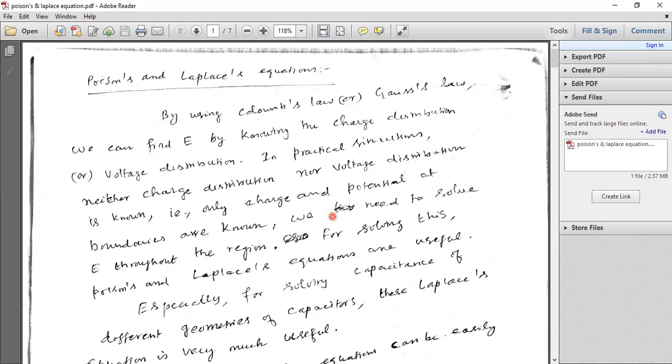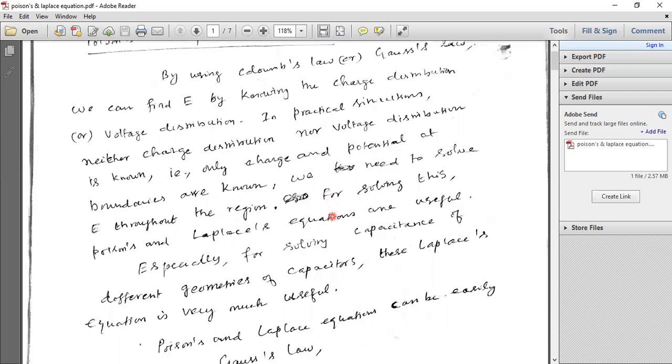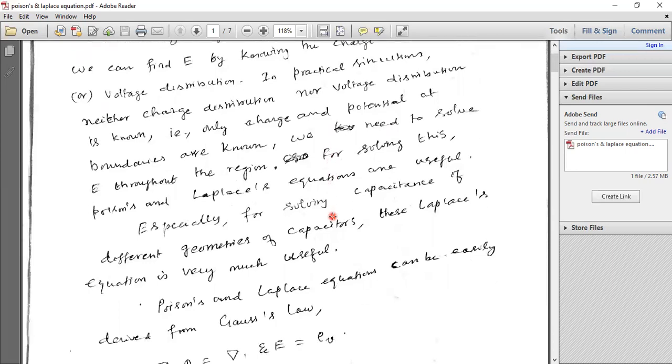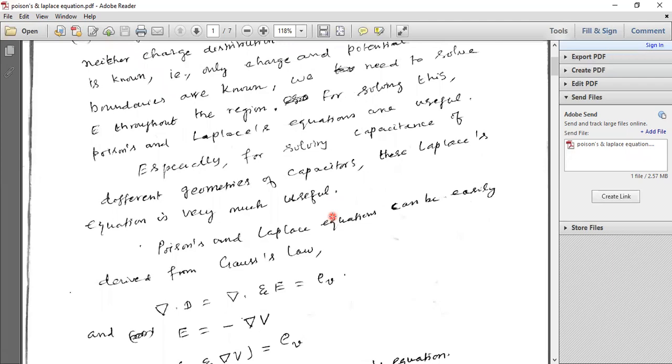In that situation, we can't directly apply Gauss law or Coulomb's law. We have to solve the problem using Poisson's or Laplace equation. That is the purpose why we are going for Laplace equation. Now we will derive the Poisson's and Laplace equation from Gauss law.